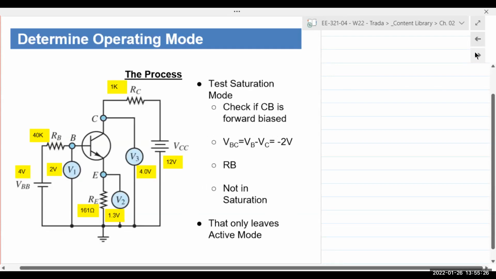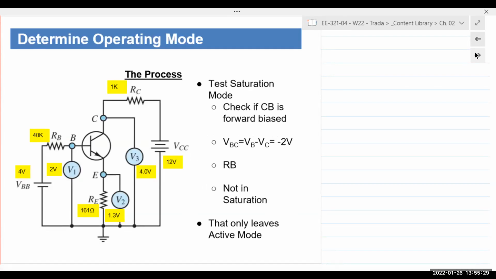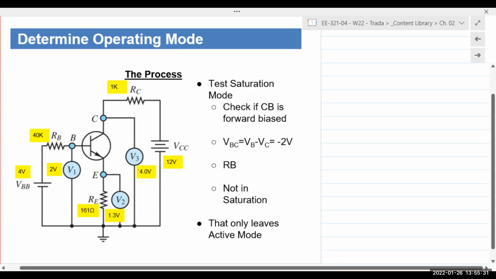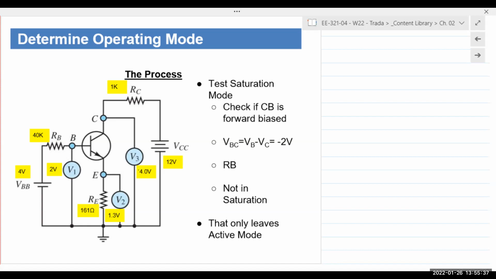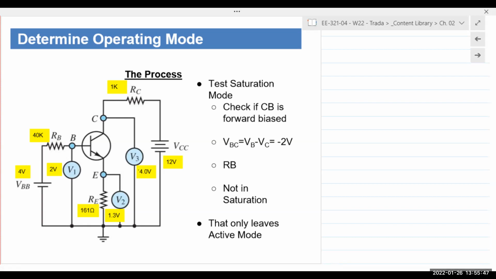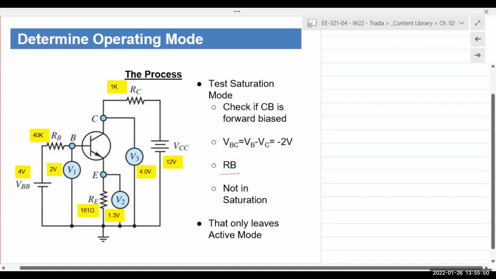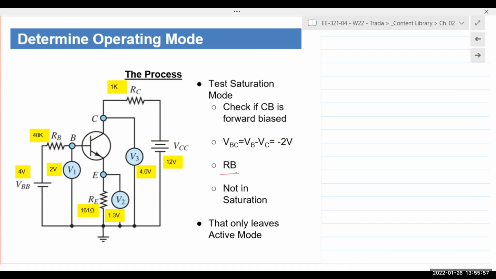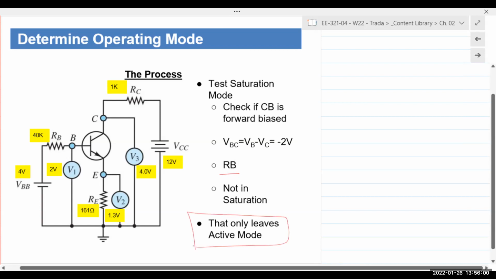So we check if the collector junction is forward bias. The voltage at the collector junction is 4 volts. Base is 2 volts. NPN transistor. N is higher than P. Cathode is higher than the anode. That junction is reverse bias. That again eliminates saturation. So that leaves only active mode.